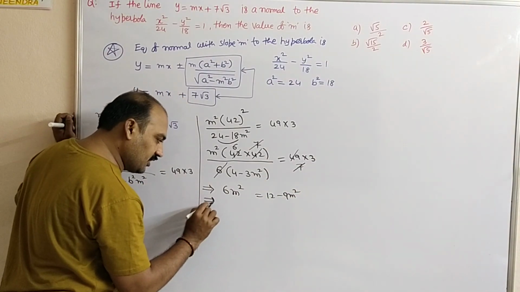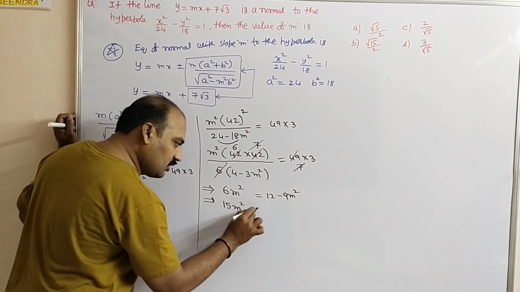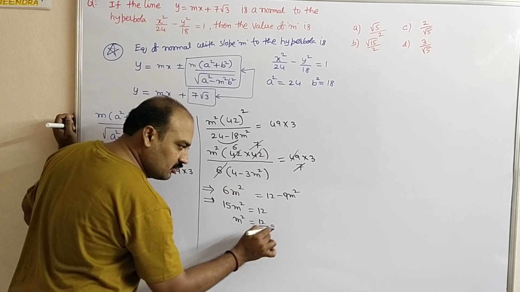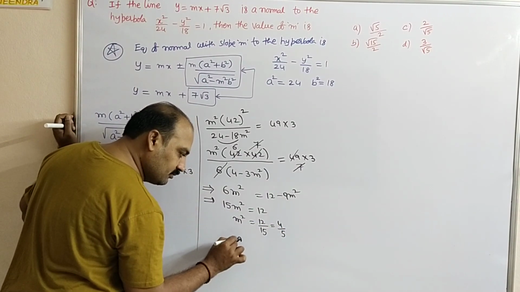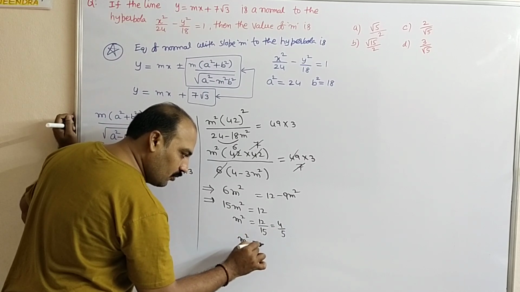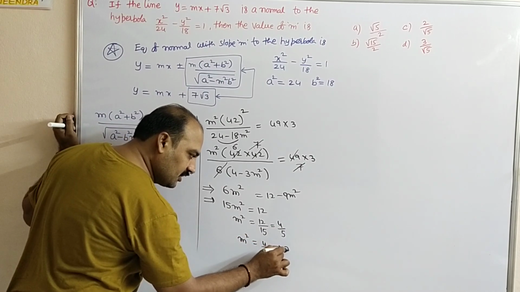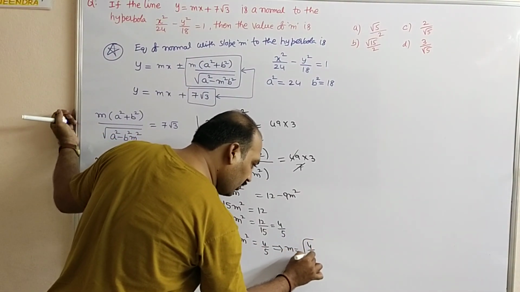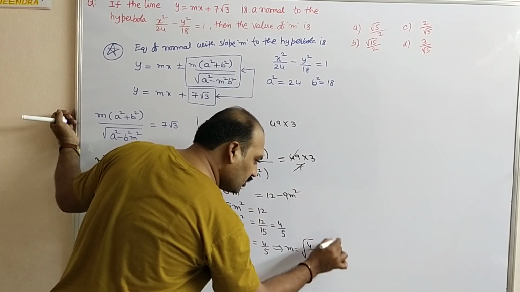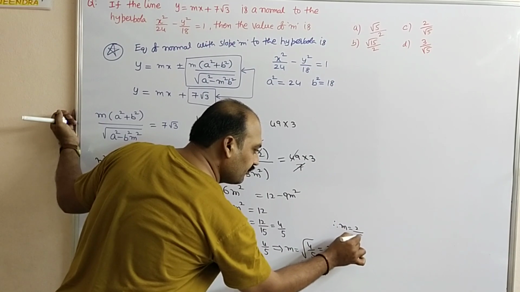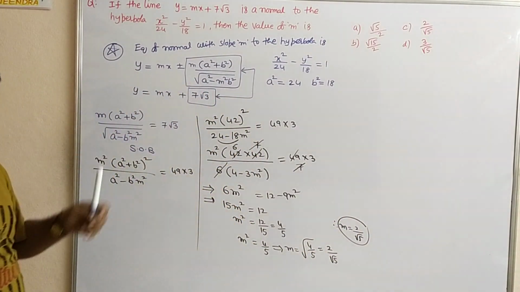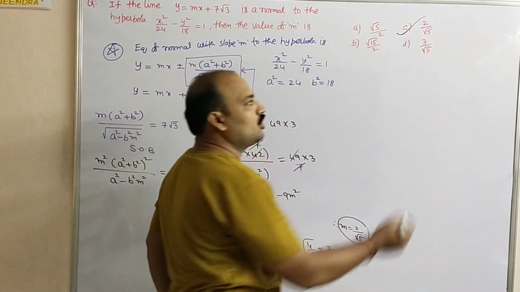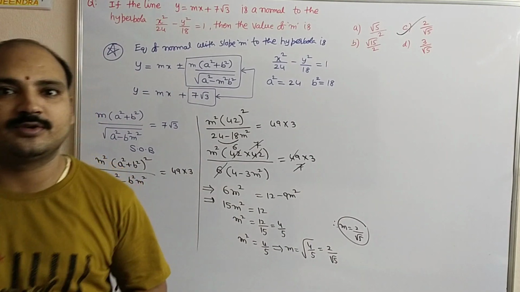So minus 9m², you can take this side: 15m² is equal to 12. m² is equal to 12 by 15, by 3 table, 3 4s are 12, 3 5s are 15. So m² equal to 4 by 5. That implies m is equal to, all are positive values only given now, so root 4 by 5, which is equal to 2 by root 5. So therefore m equals 2 by root 5, which is one of the JEE Mains questions and online questions. So the option is 2 by root 5, which is there in the third option. We will move to the next question, dear students.